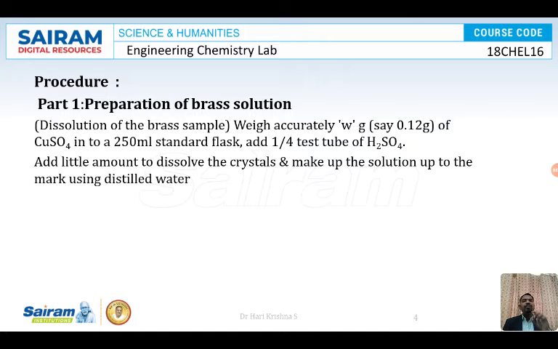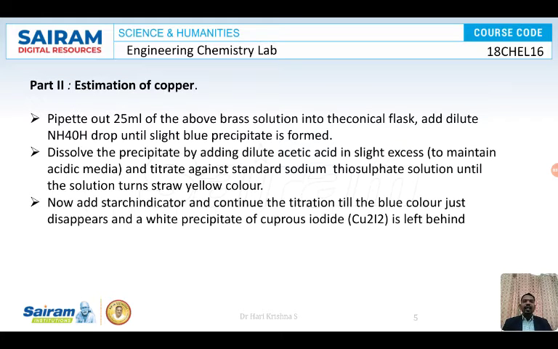From this solution, we're going to take 25 ml of brass solution and estimate how much amount of copper is present. Here is the procedure. First, we take 25 ml of brass solution in a conical flask and add dilute ammonium hydroxide until you get a blue precipitate. Why are you adding ammonium hydroxide? Because the brass solution should not contain any acid.